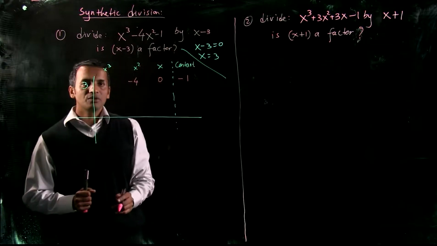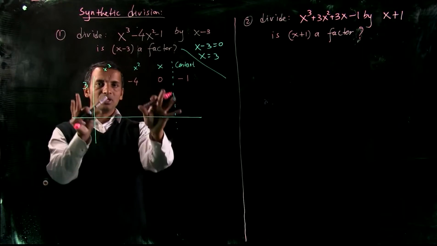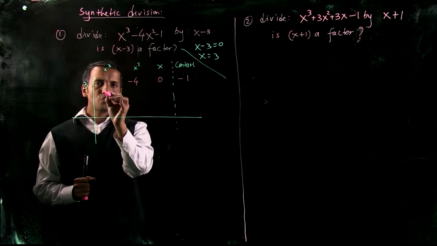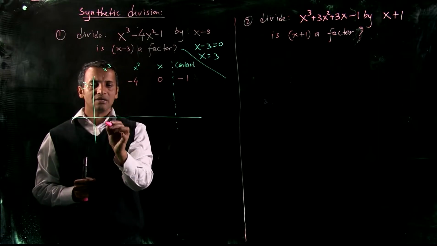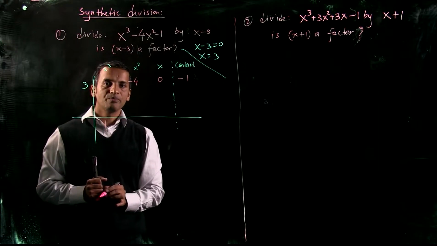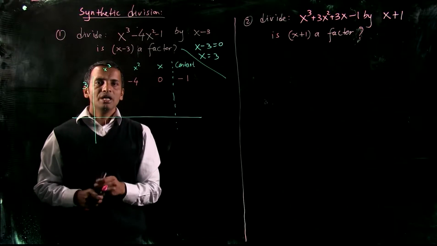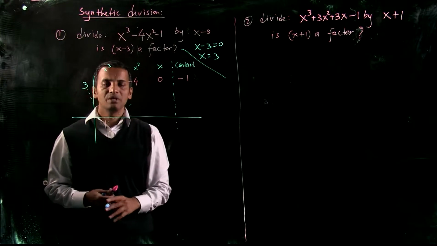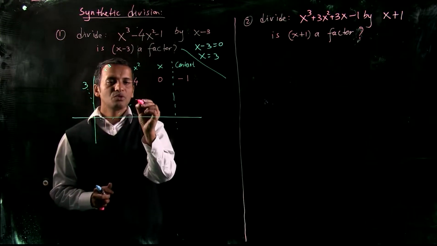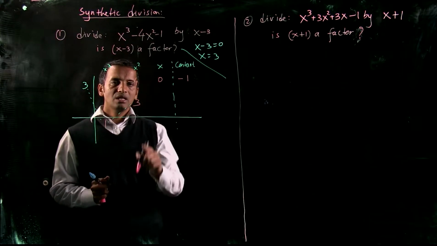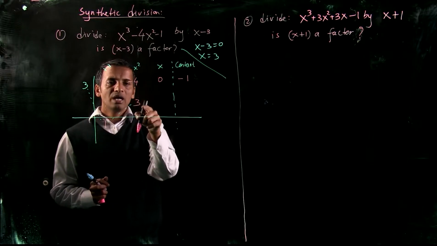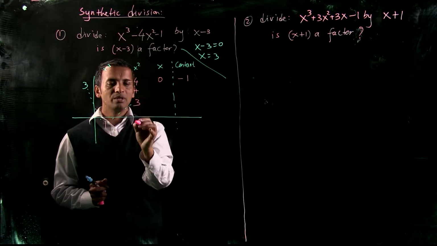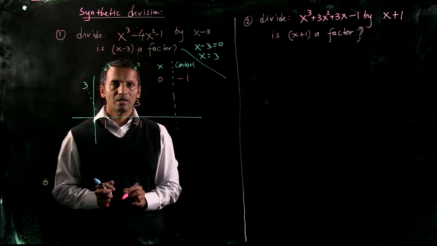For the synthetic division, after you set things up, the first coefficient you just write directly down, that is 1. The next thing you do is multiply that 3 by 1 and write it down here. 3 times 1 is 3. Now you add -4 and 3, which gives -1.